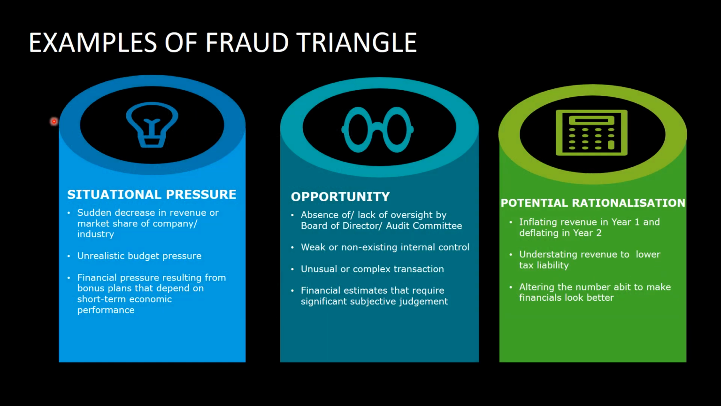Now we are going to look into examples of the financial fraud triangle. We have already seen the three factors, so coming to the first factor, situational pressure. Under this scenario, the person feels the pinch of financial pressure, corporate pressure, budget pressure, or any other pressure that tempts him to commit fraud. Let us see the examples, the first being a sudden decrease in the revenue or market share of the company or industry. In this scenario, the person is tempted to commit fraud in order to rectify this fall in revenue. Then we have unrealistic budget pressure, which we can see in the COVID-19 situation, where almost all industries felt the pinch of COVID-19 and their share in the market, sales, and revenue all fell. So they are not going to meet the budget they had earlier prepared.